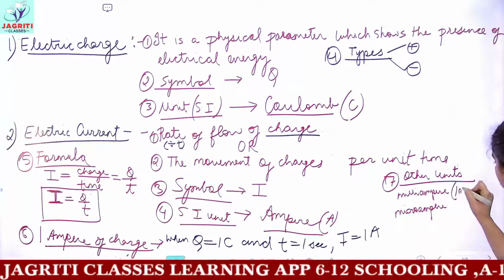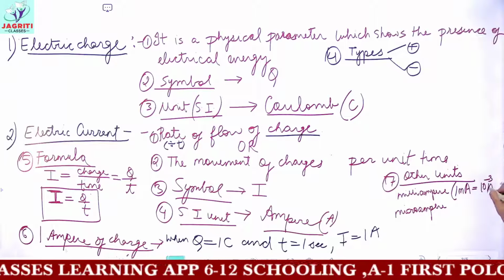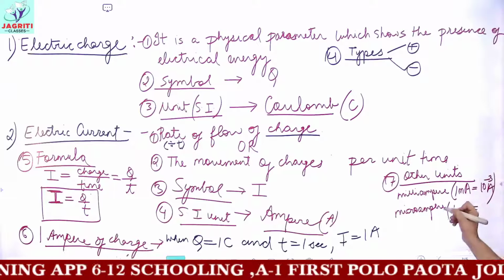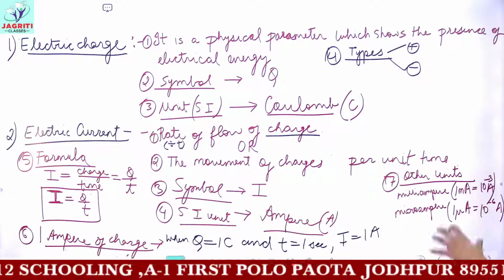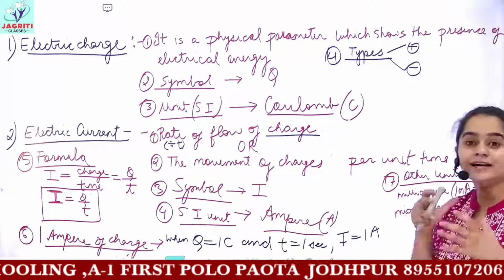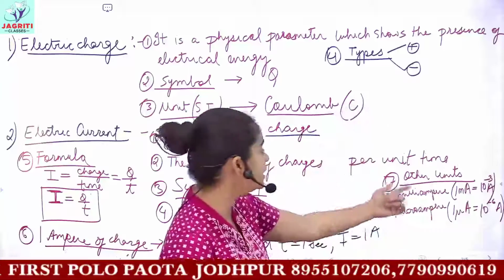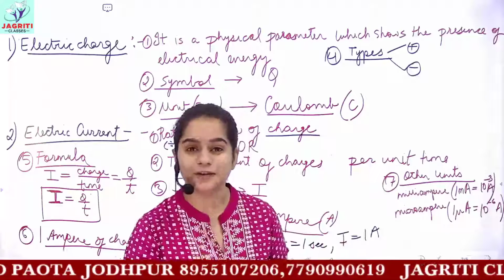So milliampere is shown by this. Milliampere means 10 raised to the power minus 3 ampere, and microampere is shown by the symbol mu A, and 1 microampere is equal to 10 raised to the power minus 6 ampere. So these are some of the other units. When the current flowing through the circuit is quite small in amount, then we can use milliampere and microampere units which denote the small value of current.